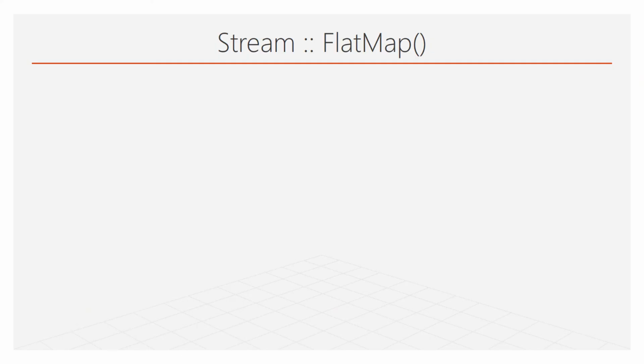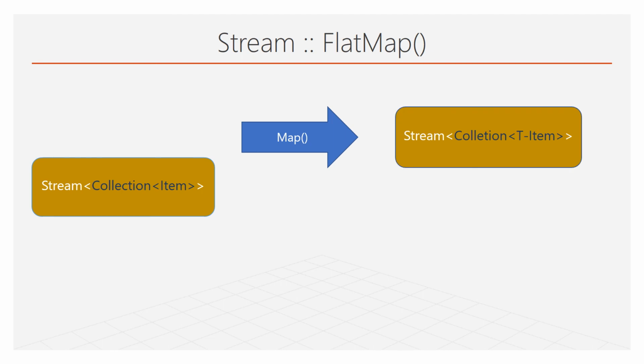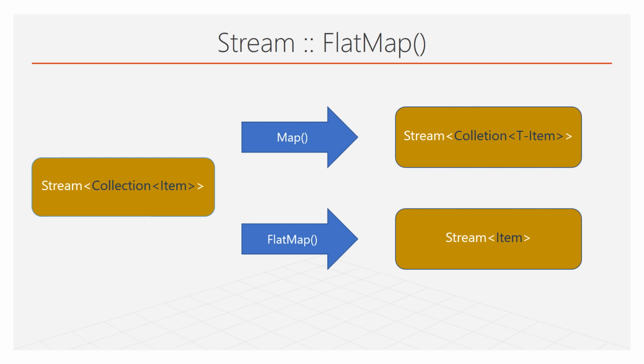Let's do a quick revision. Consider we have a stream of collection of items. Here we can have any type of collection like a list or a set. Now if we apply a map function, the output will be a stream of collection of objects. But if we apply a FlatMap function, it will flatten the collection and the output will be stream of object.